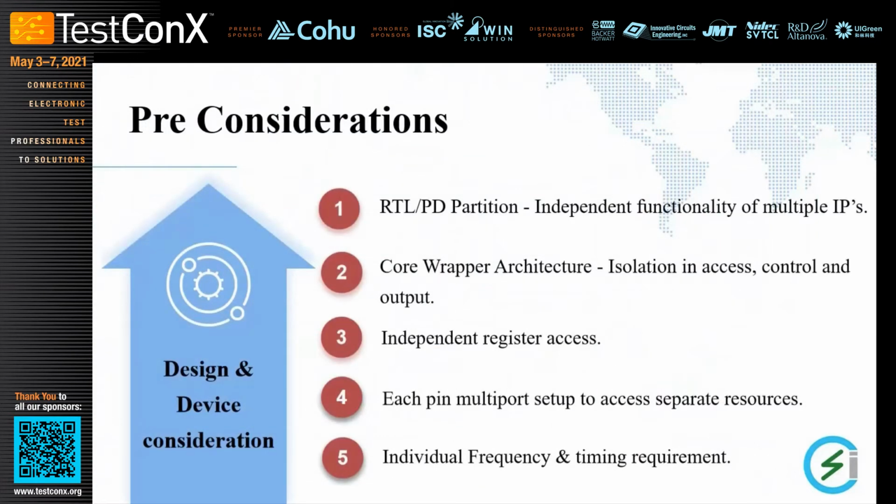In SOC, we implore the design team to partition RTL and PD in such a way that each block of the chip functionality works independently from other blocks to usher in the concurrency. With the help of core wrapper architecture, independent blocks and their registers are completely isolated in access, control and output, such that concurrency is attained. In this concurrency method, each pin is assigned as a multi-port setup that grants access to separate resources in the tester. Since frequency and timing requirements are mandatory on individual blocks, we worked with the design team on block POR specification and planned the execution accordingly.